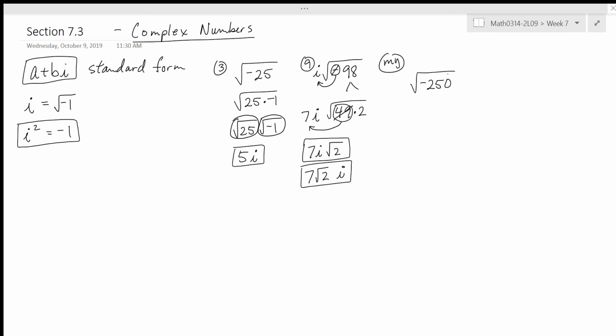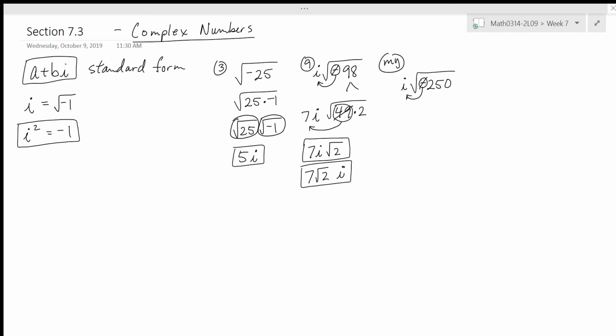Okay, so that should be enough time. Let's cover the shortcut again. What about a negative under a square root? Do y'all see that? Did y'all notice also that that is the very first thing I do?